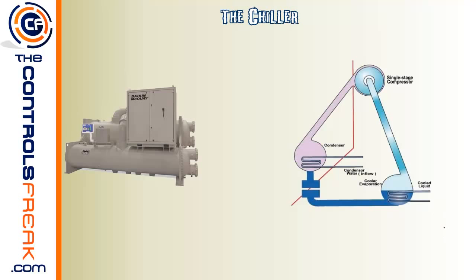On the evaporator side, we have water lines as well. These water lines actually run into the building through the coils that are inside the air handler units, or essentially air conditioning units inside the building.